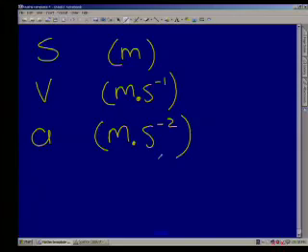Now, what this means is if I have a graph where on the y-axis S or distance is shown, and on the x-axis time is shown. If I take the gradient at any particular point of my S to t graph, that will give me the velocity or the speed. Again, if I have a graph of velocity on the y-axis and time on the x-axis, and I take the gradient of that graph at any particular point, that will be my acceleration.